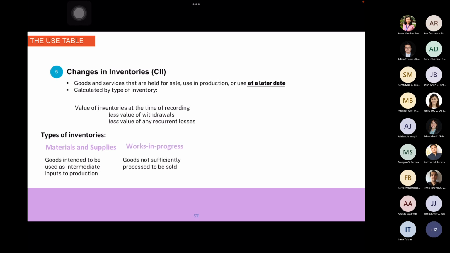These are goods not sufficiently processed to be sold, meaning it is output that is not yet sufficiently processed for delivery or for other use. Then next, we have finished goods, which are processed goods to be sold at a later time, and goods for resale, which are goods acquired by enterprises such as wholesalers and retailers for the purpose of reselling them to the customers.